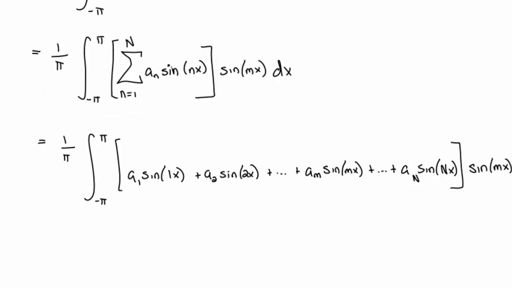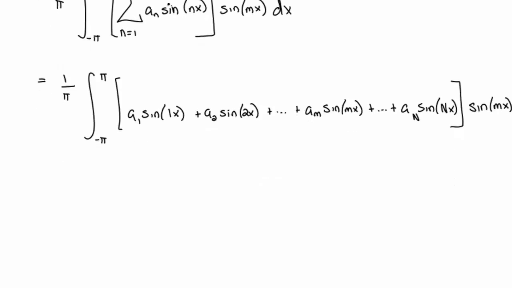So you can see, if capital N is 13, let's just say, then we're going to have 13 integrals, right? A1, A2, all the way through A13. And it's going to be a product of sines. So let's look at it in general. As an aside, and I'll write this aside in red, let's take a look at the integral from negative pi to pi of sine of nx times sine of mx. I'm going to use little m here because that's constant in our formula.